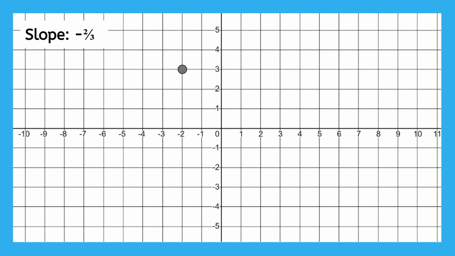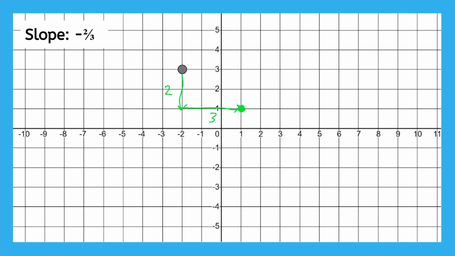We want to graph a line with a slope of -2/3 passing through the point shown. Wait, what is that saying for slope again? Oh, right, rise over run. Since the slope is negative, the so-called rise will actually fall 2 units. And then the run goes to the right 3 units. So then to fall 2 and run 3, we end up right here at 1, 1.